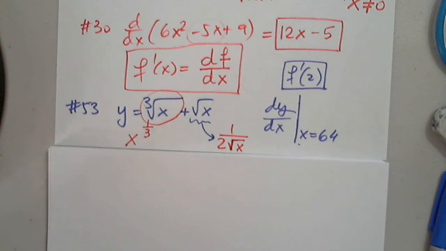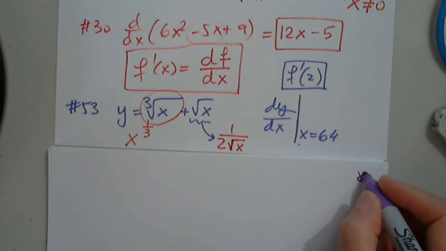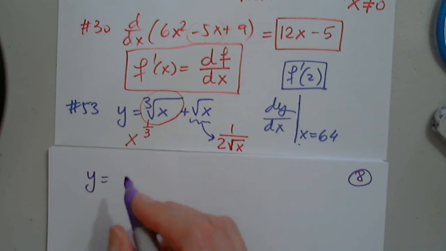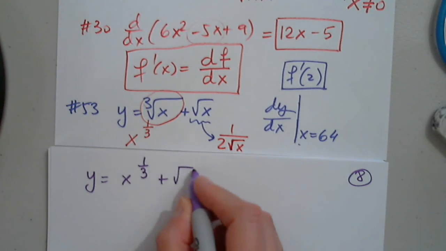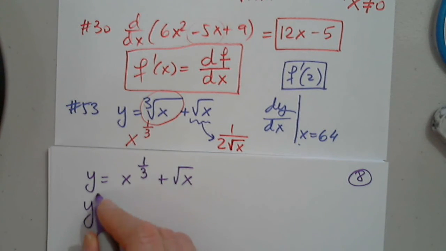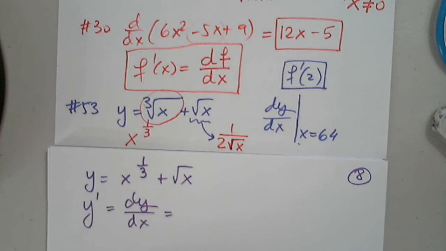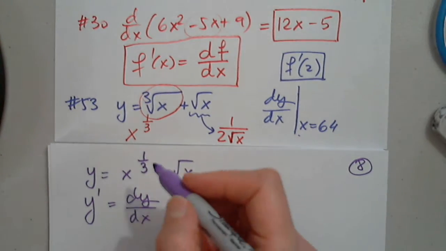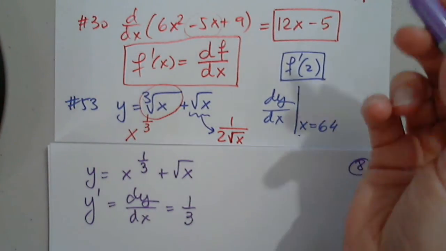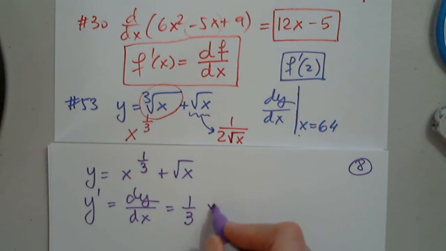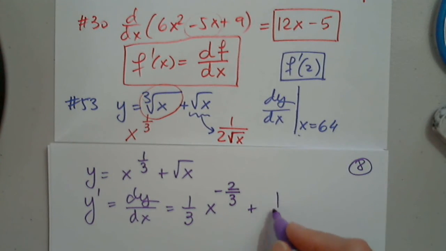And this is my page 8. So first we change the function, not this one, just this piece, as x to 1/3 plus the square root of x. Now you can write y prime, you can write dy over dx. It's up to you. Bring down the power and subtract 1 from the power. We just did that. 1/3 minus 1 is x to negative 2/3. And this one is plus 1 over 2 the square root of x. Done.